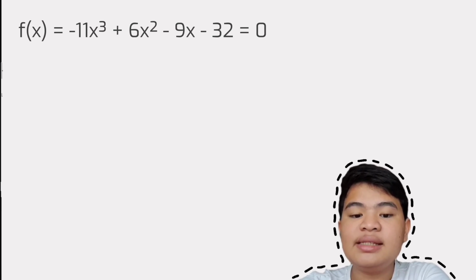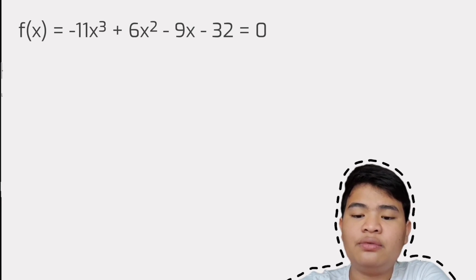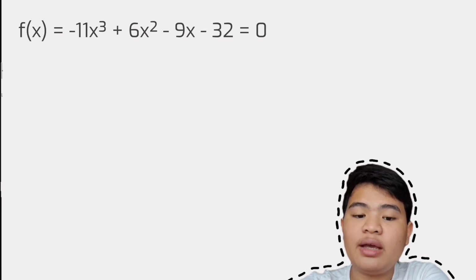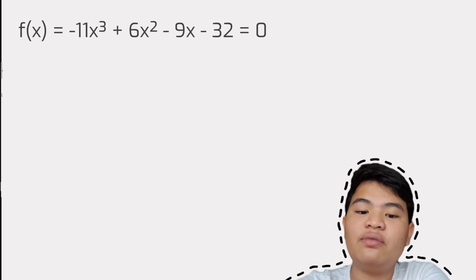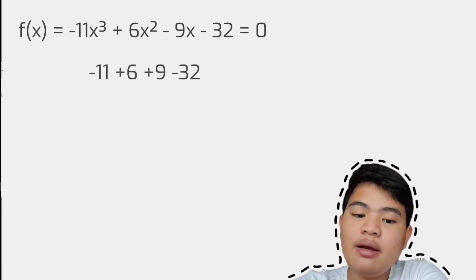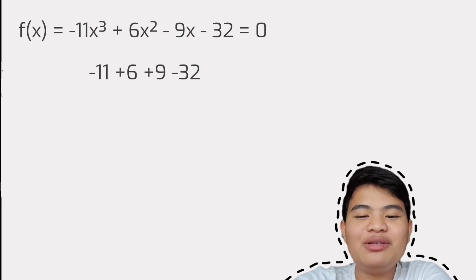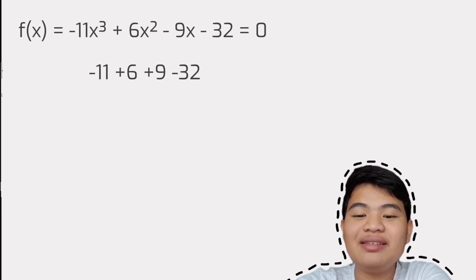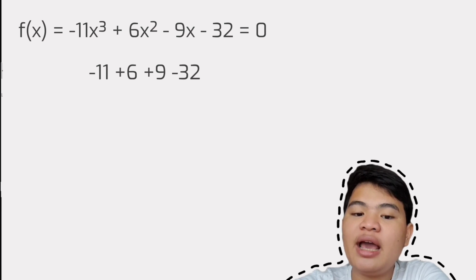Second, we count the number of changes in sign for the coefficients of f of x. Here are the coefficients of our variable in f of x: negative 11, positive 6, positive 9, and negative 32. Our coefficients go from negative to positive to negative. And now we have to count the changes of sign.